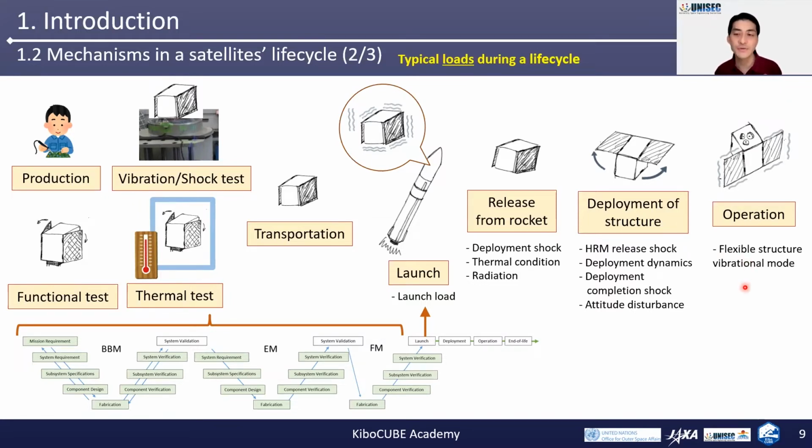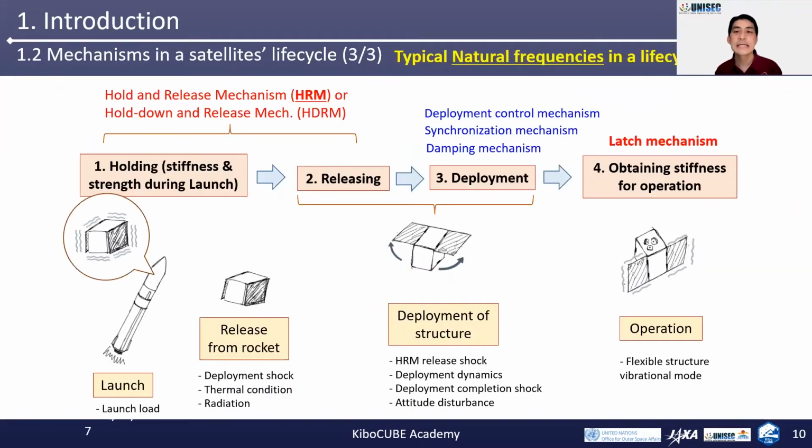Also, the attitude of the satellite will be disturbed due to the deployment dynamics. This may cause additional inertial forces or torques. Finally, after the deployment of the structure, a satellite typically becomes more flexible. So during operation, the satellite may vibrate. You have to consider the flexible structure's vibration during operation. In Lecture 11, I explained the natural frequencies of structural systems.